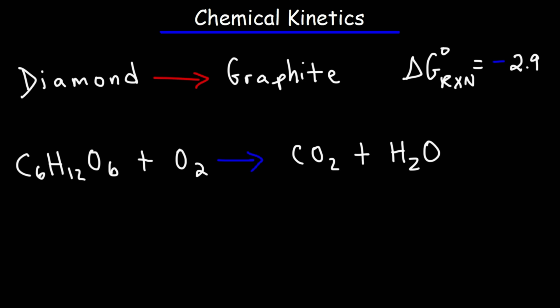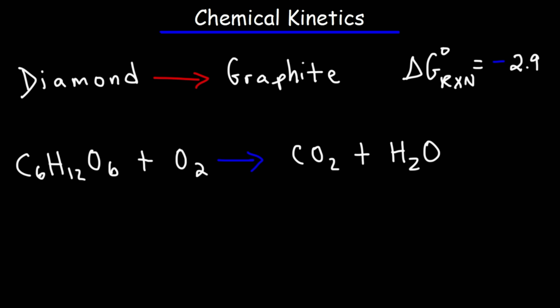So we're concerned with the speed of a reaction, which is quite different than thermodynamics. In thermodynamics, we're concerned if a process is spontaneous or not. Will it occur or will it not occur on its own? A good example is the conversion of diamond to graphite. This is a spontaneous process. The free energy change of the reaction is negative, which tells us that it's spontaneous.